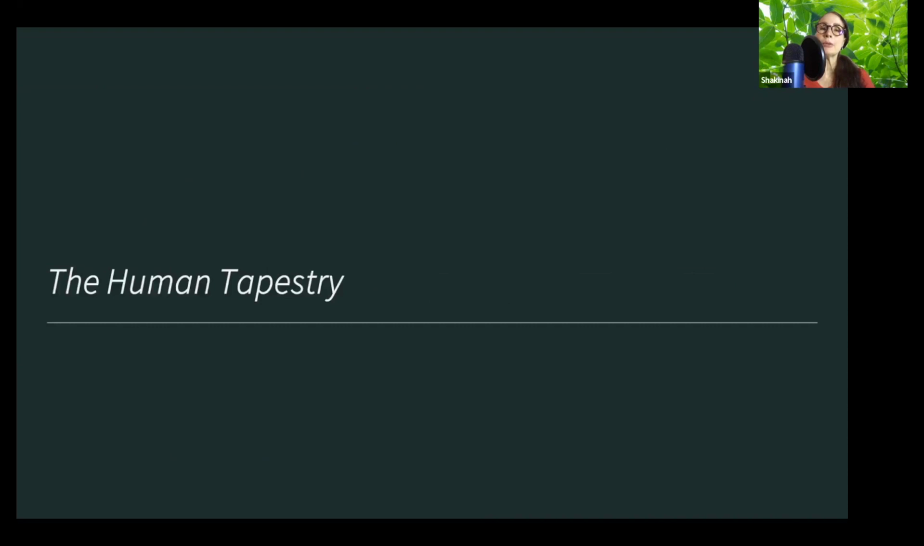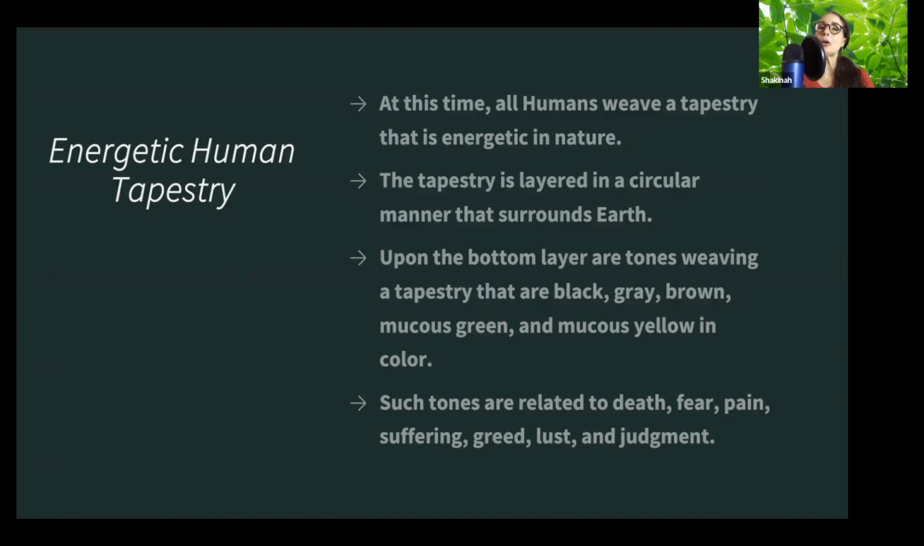The human tapestry. At this time, all humans weave a tapestry that is energetic in nature. The tapestry is layered in a circular manner that surrounds Earth. Upon the bottom layer are tones weaving a tapestry that are black, gray, brown, mucus green, and mucus yellow in color. Such tones are related to death, fear, pain, suffering, greed, lust, and judgment.